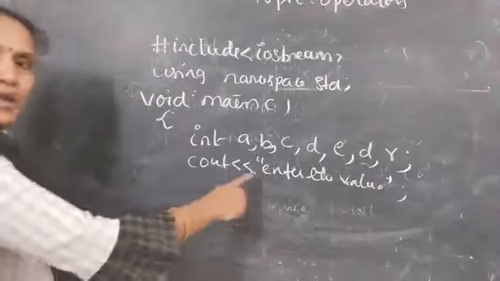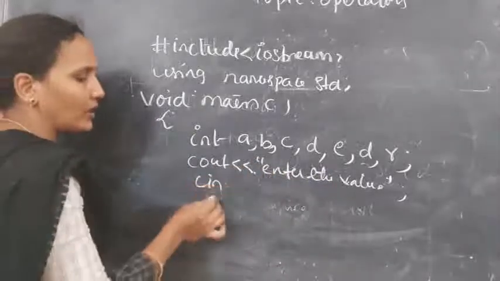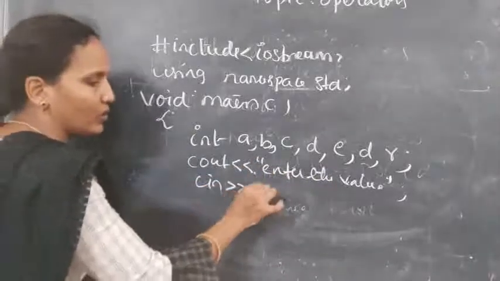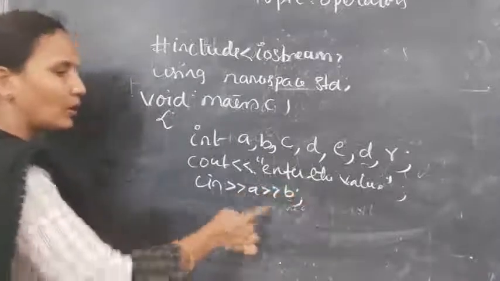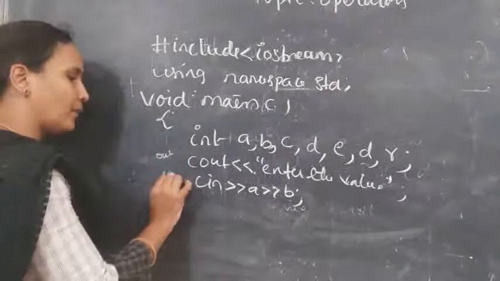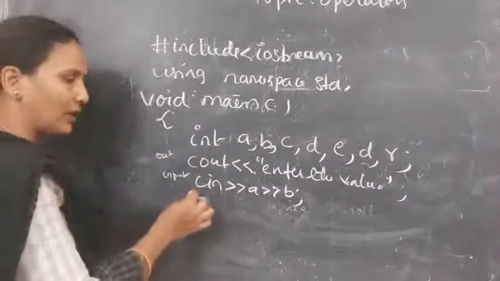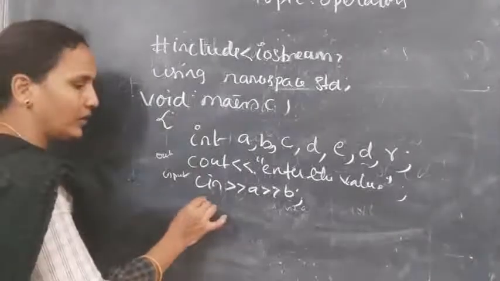So here what prompt I have given? Enter the values, a and b values. After that the user will give, no, that values will be stored like this. Now a value, b value ready. This is an output statement and this is an input statement. Now a value, b value is ready, then you can give like this.